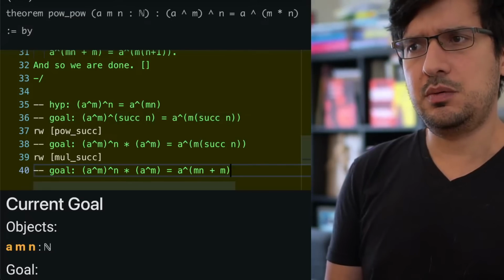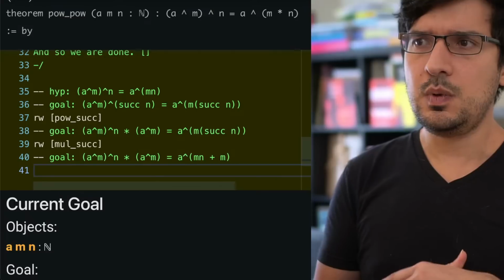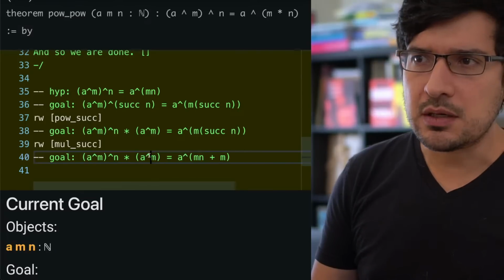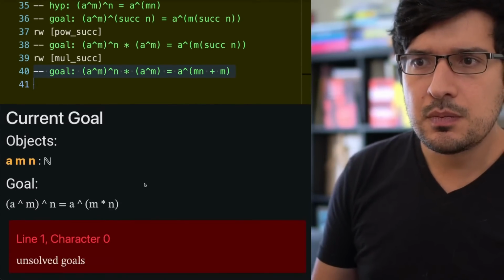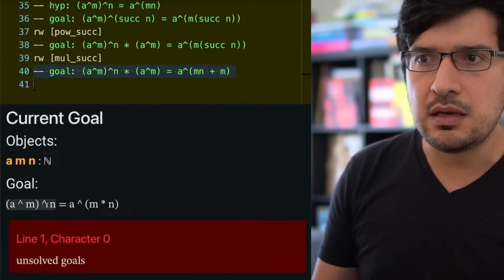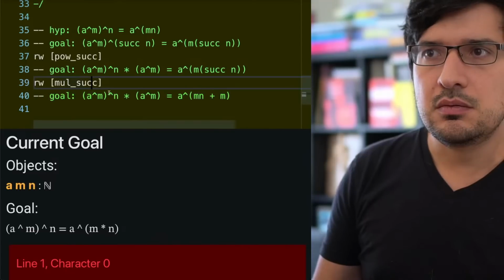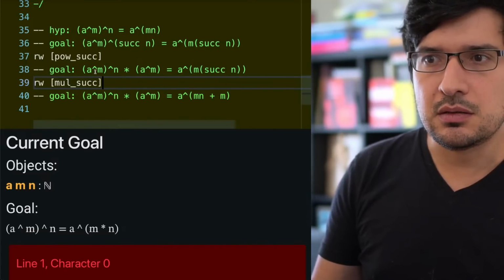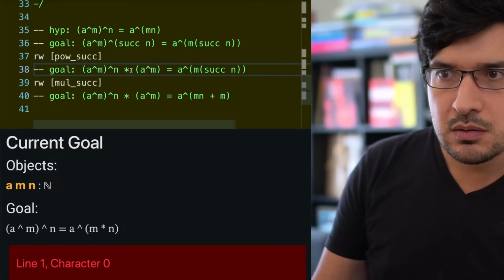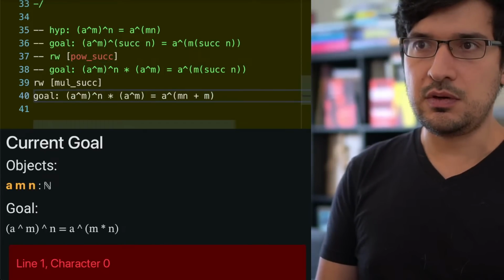Yeah, that's what I would expect. And now, did that work? Are we currently here? Nope. A raised to the m raised to the n on the left-hand side. Okay. A few things went wrong, didn't they? Where did we get to? A raised to the m raised to the n times... What the heck? Okay. We didn't get as far as I thought.